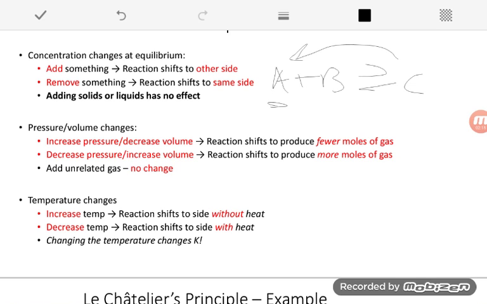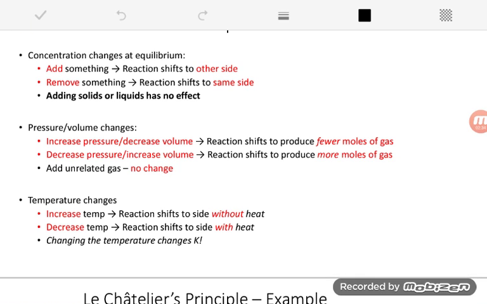Now this only applies to molecules that actually appear in the equilibrium expression. So for solids and liquids, it's not going to have any effect. So we have to always keep in mind that solids and liquids, they're not included in the equilibrium expression, so they're not going to affect my equilibrium.